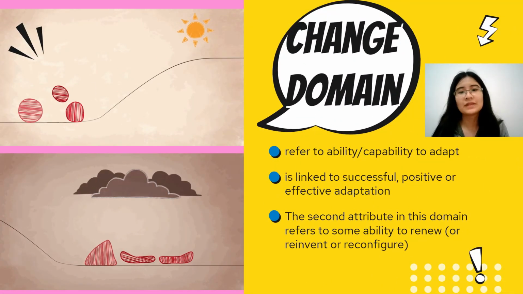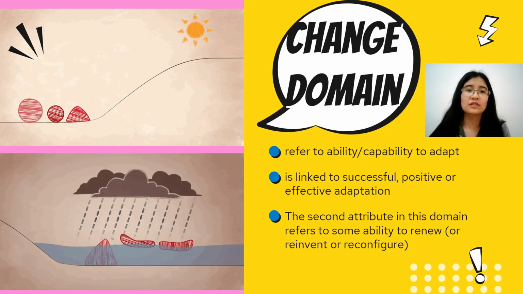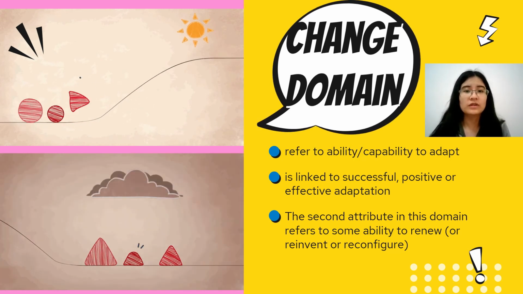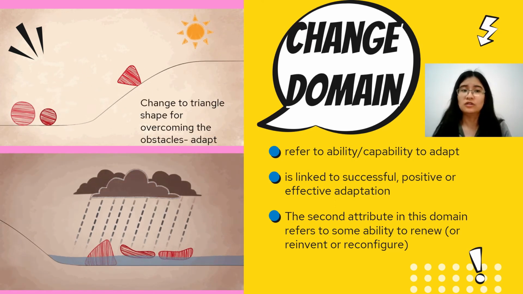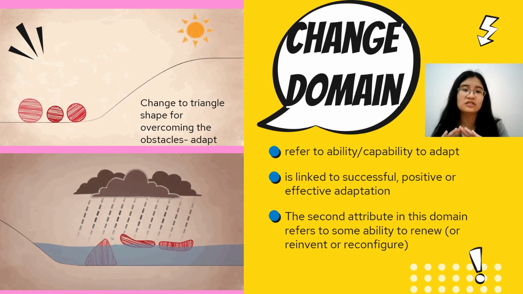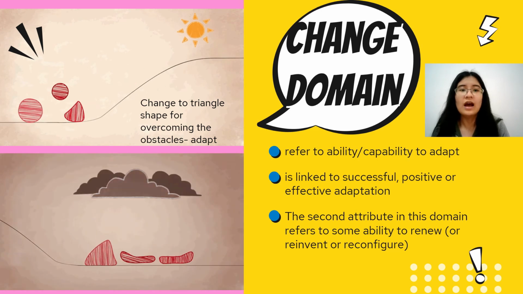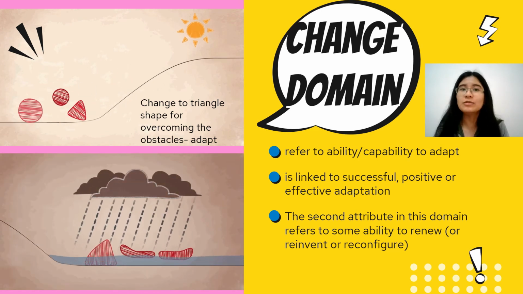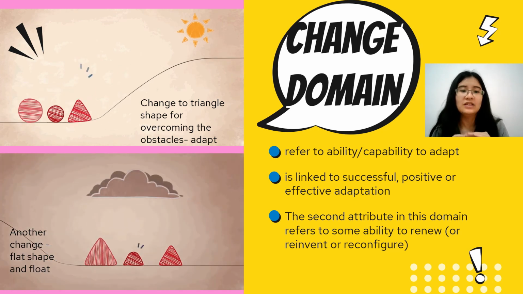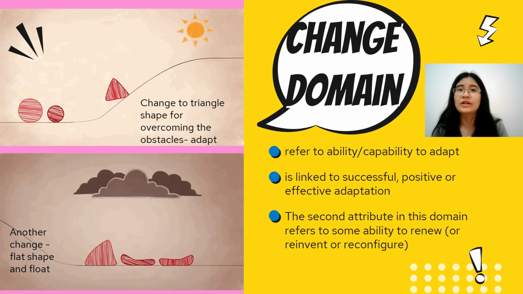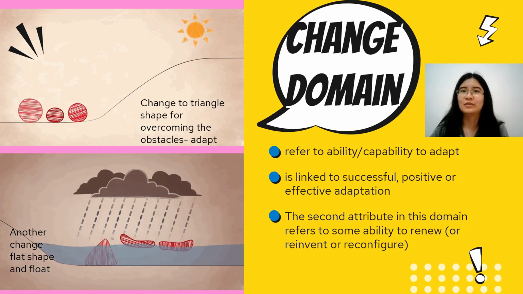Change domain. The change domain refers to the ability and capability to adapt to change. From the first scene, you can notice that the round-shaped rainbow changes into a triangle shape. This helps them to climb up the hills, and this change helps them to overcome the obstacles and adapt in that situation. For the next scene, we can see that the triangle shape changes into a flat shape. This helps them to float on the water and adapt in that situation. So this is the change domain.